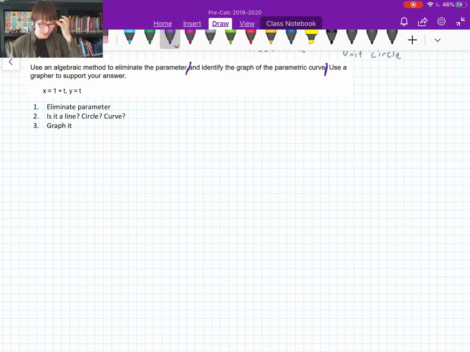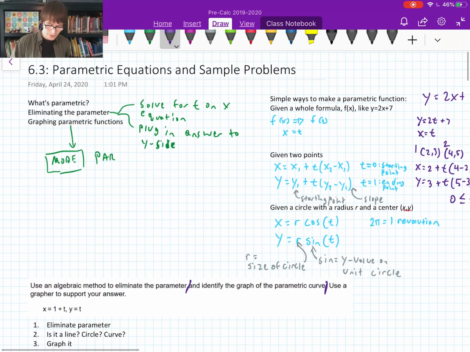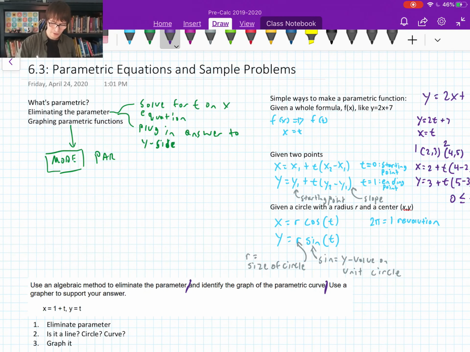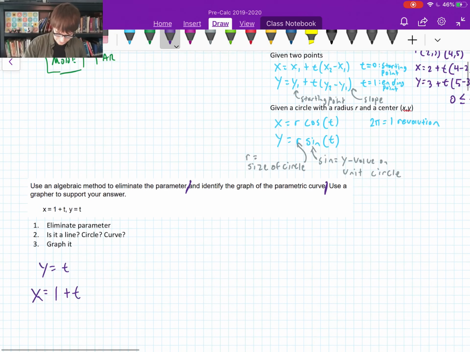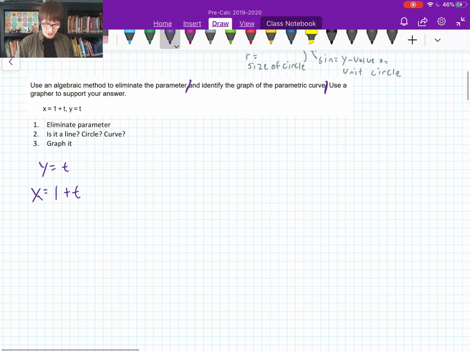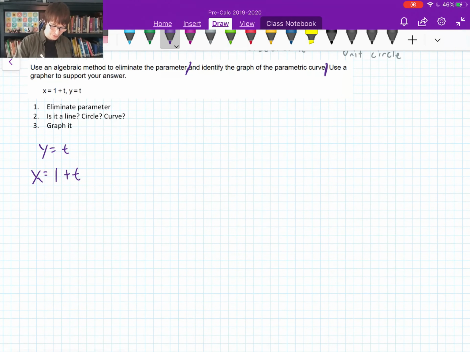Cool. So we're going to eliminate this parameter. It says we have this parameter and we want to get rid of it. So remember the steps that we have. We have y equals t and x equals 1 plus t. Now remember the steps we had that we covered right up here. If you want to eliminate a parameter, you solve for t on the x equation and you plug in your answer to the y side. Okay. If you're having trouble doing this on your own, look at this. See, here's what we're doing. So we're going to solve for t on the x equation.